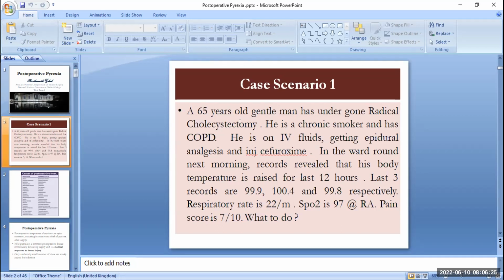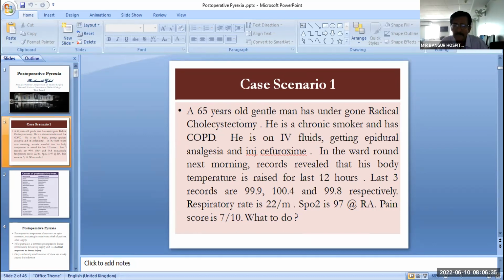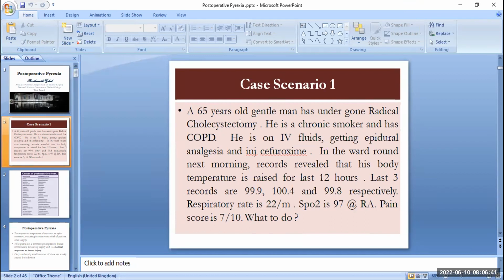And what is another important cause of pyrexia in the first post-op day? Very important criteria. These elderly gentlemen. From anesthesia point of view, sir, malignant hyperthermia may also. It's not hyperthermia. You see, the temperature is shown. 100.4. It's not malignant. Yes, sir. It's just touching the.